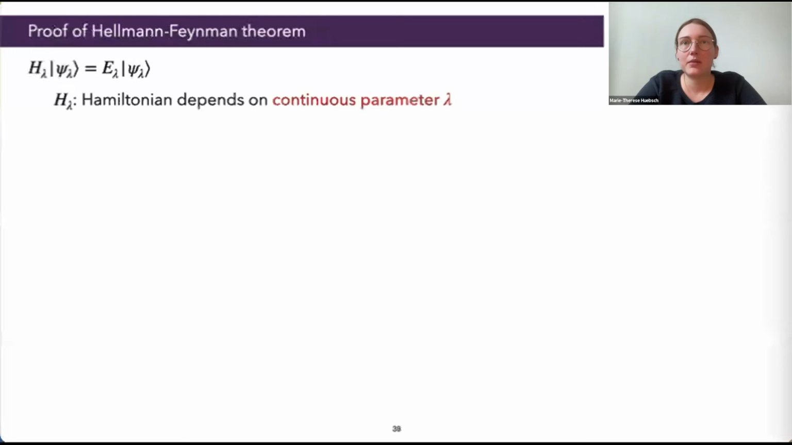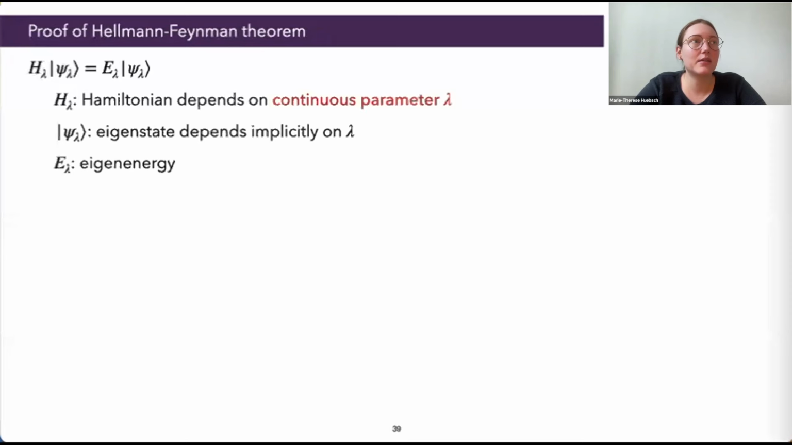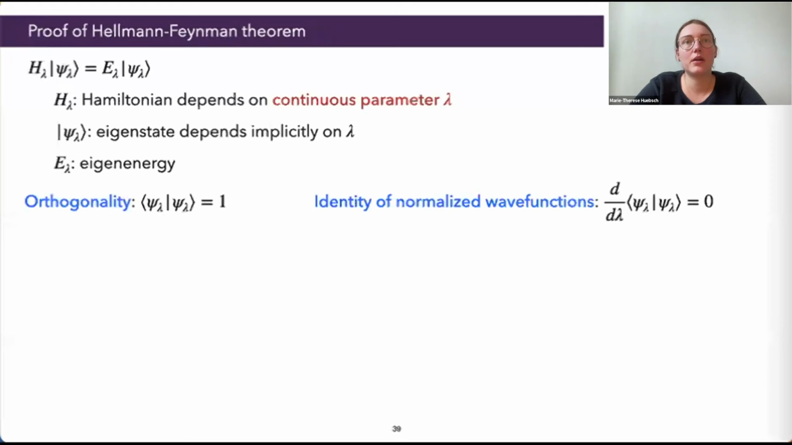We have here a basic eigenvalue equation with the Hamiltonian, the eigenstates, and the eigenenergy. Then there are two properties we need to note. First is orthogonality, and the second is an identity that holds for any normalized wave function: if you take the derivative with respect to some continuous parameter of this inner product, then the result will be zero.